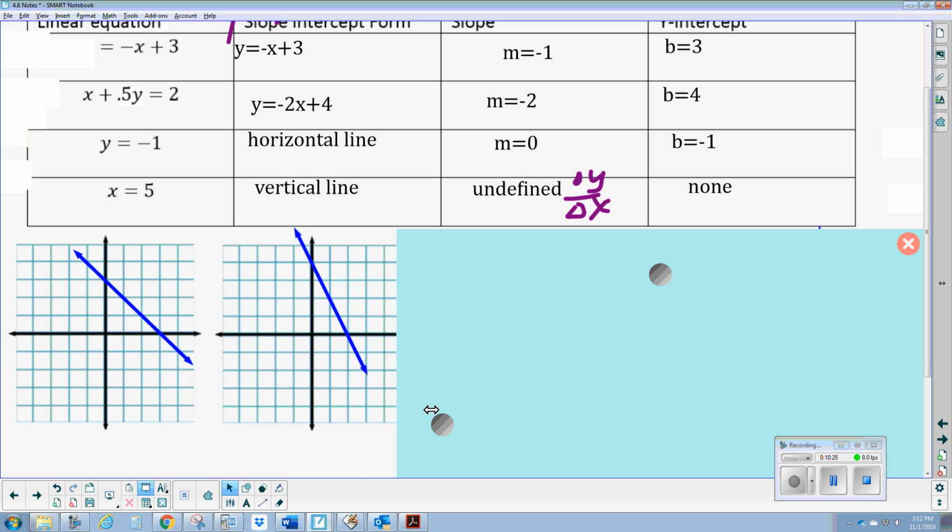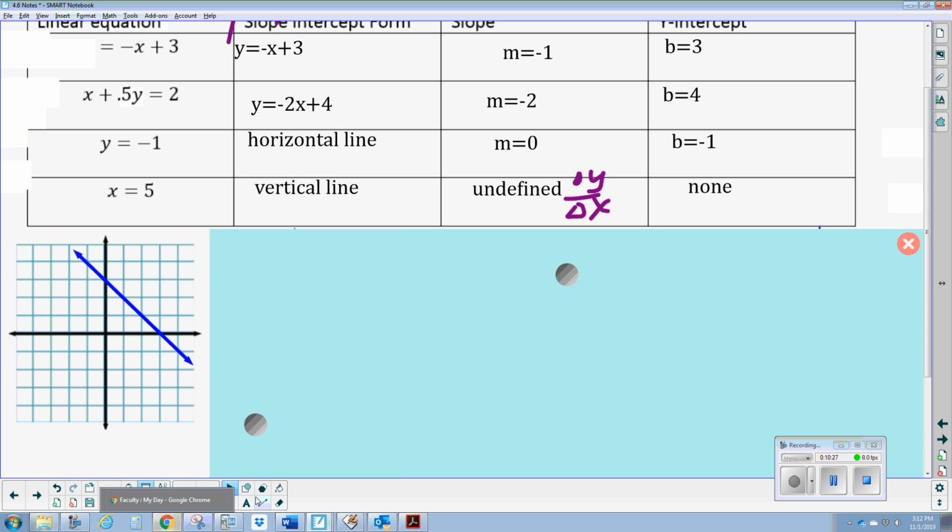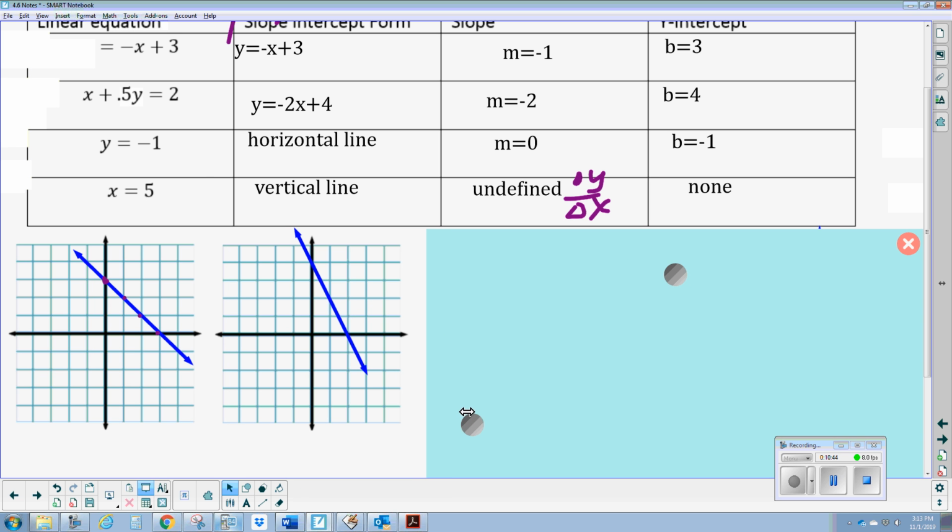Okay, so let's look at our graphs. The first one, we have a y-intercept of 3, so we're going to graph that point first, where y equals 3. And then we're going to use the slope of -1. So down 1 to the right 1, down 1 to the right 1, and all those points are on your graph. In our second one, we have a y-intercept of 4, so we're going to plot that point first. And then our slope is -2, so that's -2 over 1, down 2 over 1.